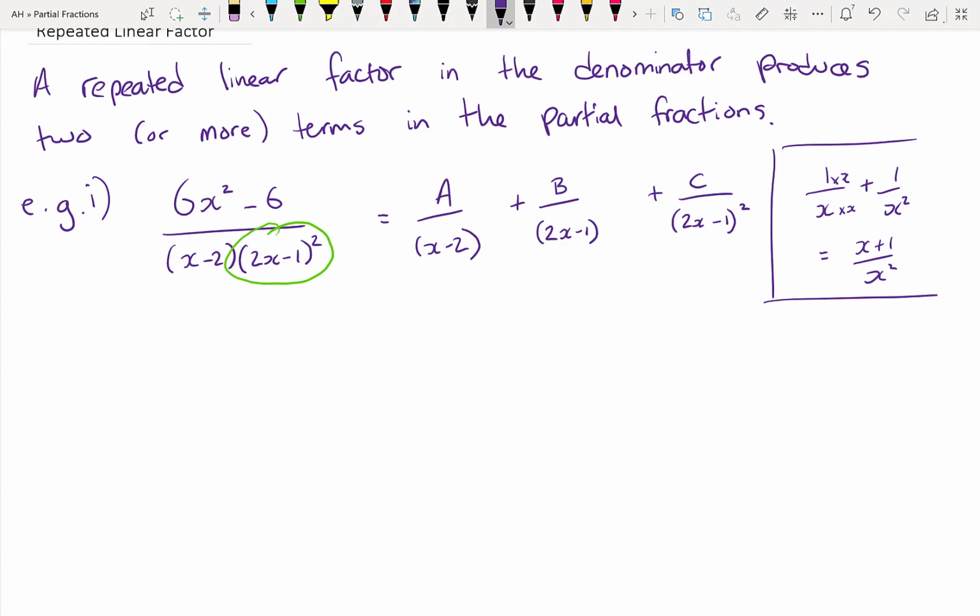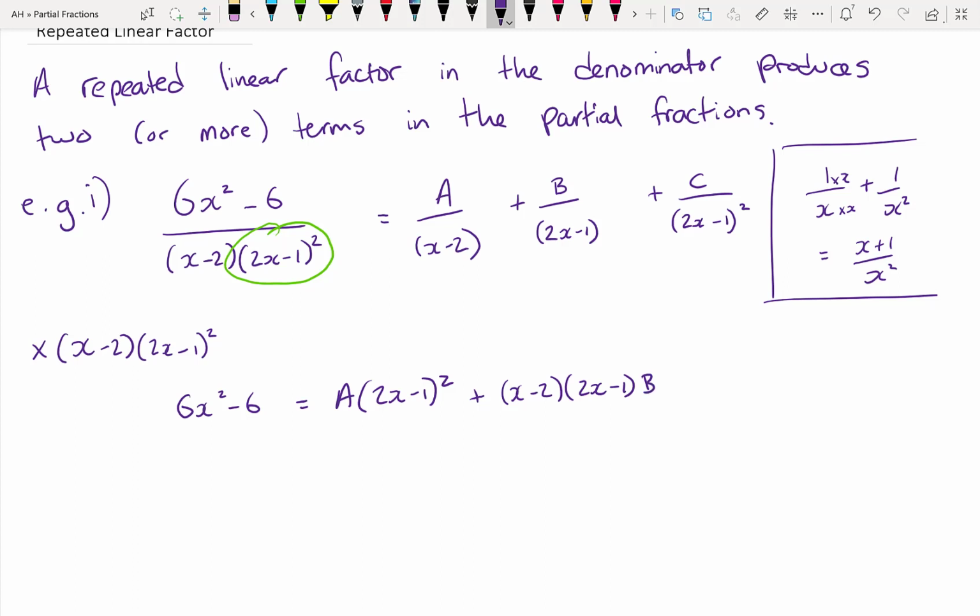But again, as with before, we are going to multiply through by whatever the denominator is. And this case just happens to be x minus 2, 2x minus 1 squared. Okay, so that's going to leave me with 6x squared minus 6 on the top equals a lots of 2x minus 1 squared, plus, and I'm going to have x minus 2, 2x minus 1 lots of b, okay, because only one of my 2x minus 1s will cancel with the bottom bit, plus x minus 2 lots of c.